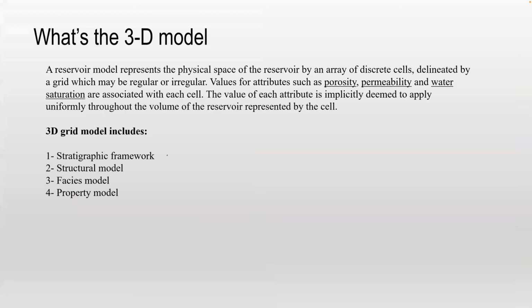So right now, what is the 3D model? The 3D model represents the physical space of the reservoir by discrete cells. For example, you have a reservoir, a 2D reservoir. Right now, you wanted to create discrete cells or grids. Why? Because you wanted to assign some porosity and permeability to these cells, or water saturation. So our intent to create those 3D models is to create this type of cells.